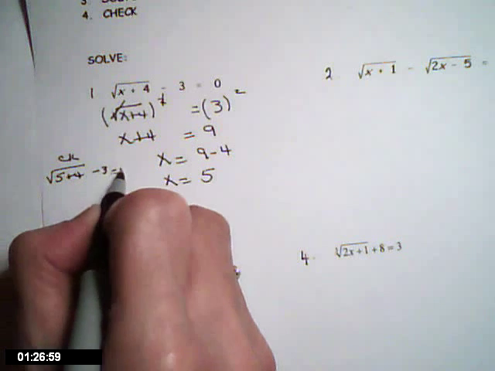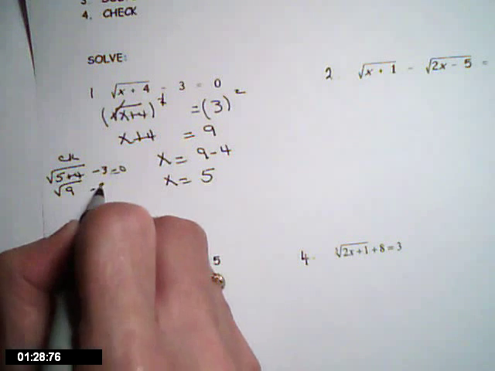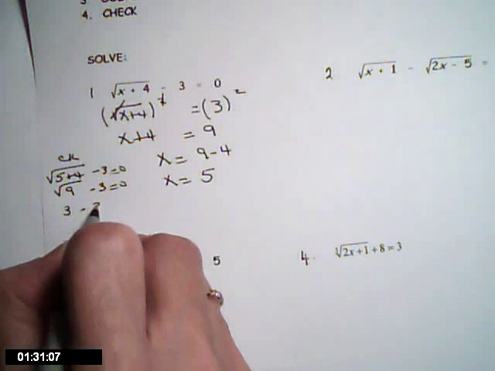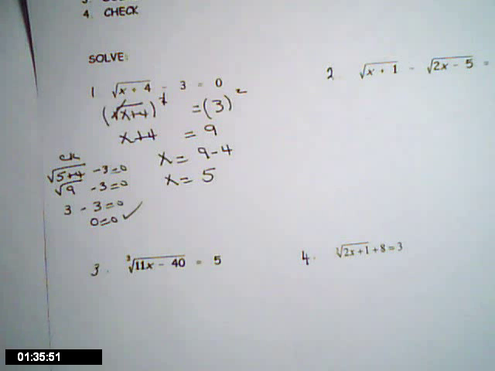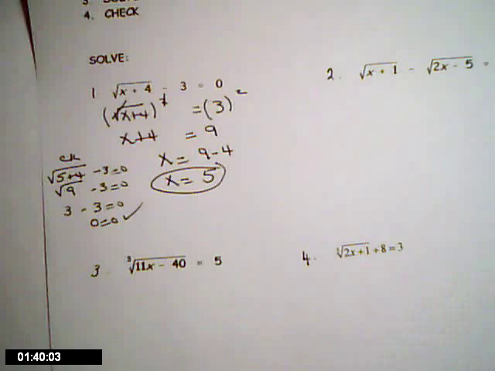This will not take long, but you do need to do this. And if you'll see, square root of 9 is 3. 3 minus 3 is 0. And if you come out with an identity, a number equals itself, then you're okay. So the answer is 5.